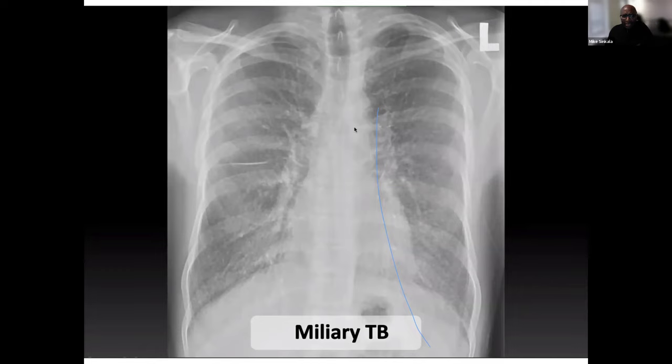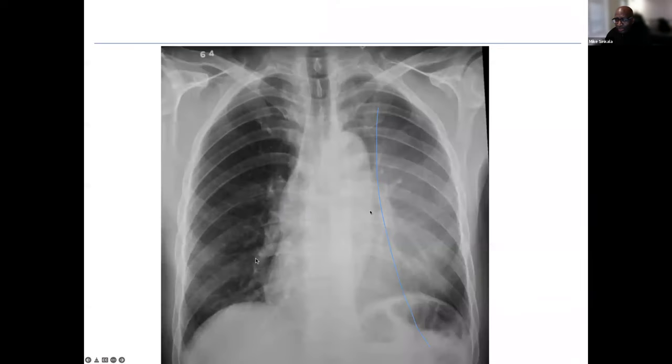Miliary TB is basically hematogenously spread, meaning that it is spread throughout the blood, and it tends to be quite diffuse, with these kind of nodular densities projected in both lungs. So miliary TB presents in that kind of way. It is not an interstitial lung disease.